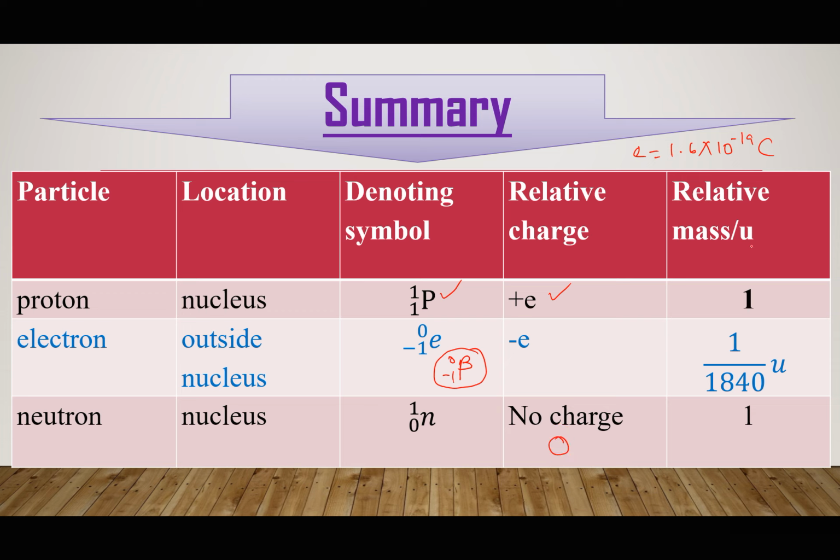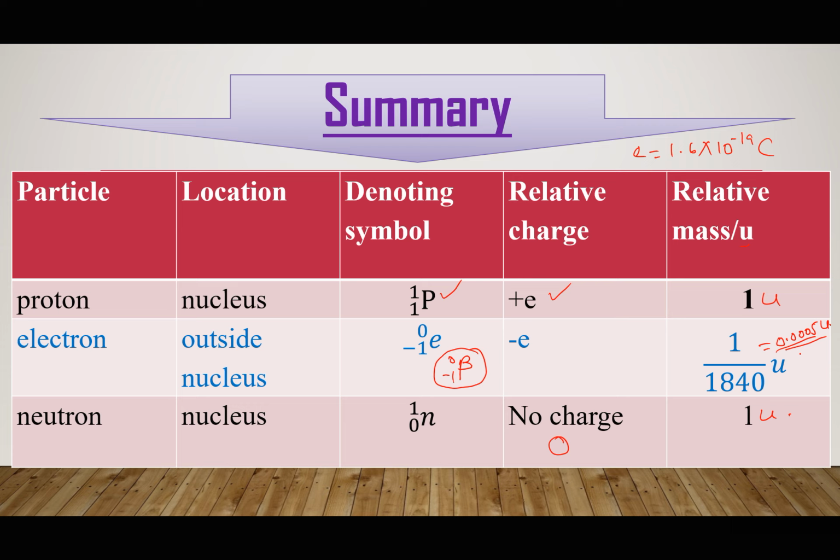Then the relative masses in unified atomic mass units. The proton has a mass of 1 U, the electron is 1 over 1840 U, and the neutron is also 1 U. So that is the relative mass. Remember, the electron's mass is the same as 0.0005 U, so you can quote 0.0005 U. So that is the summary from looking at the patterns of those particles.